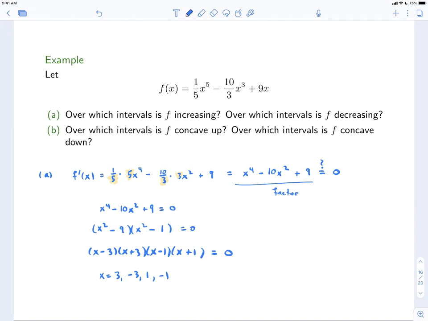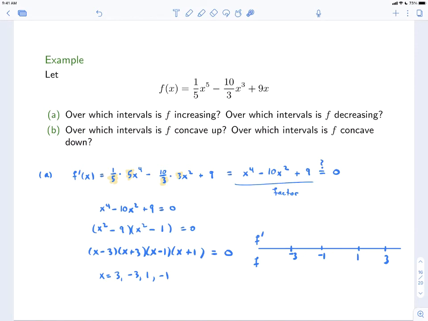And these are the x values where the tangent line is horizontal. But we actually want to determine not where it's horizontal, but where the function is increasing or decreasing. So we're just trying to determine where the tangent lines have slopes that are positive or negative. What we're going to do is make a little sign chart here. We're going to put f prime here and f here, and then mark out all of these x values on the number line. So we're going to have -3, -1, 1, and 3.